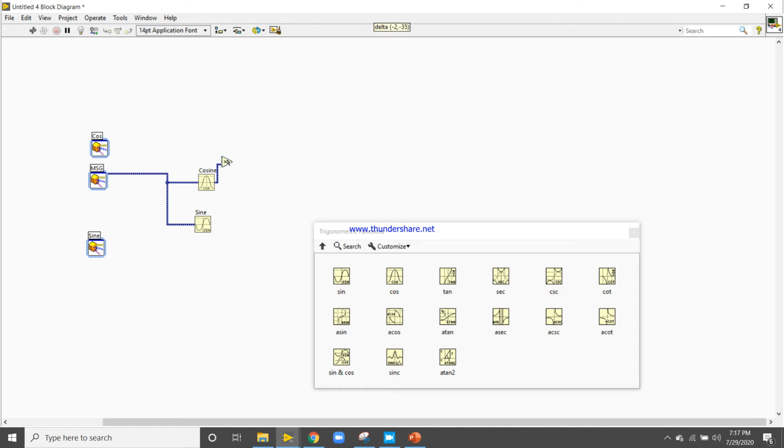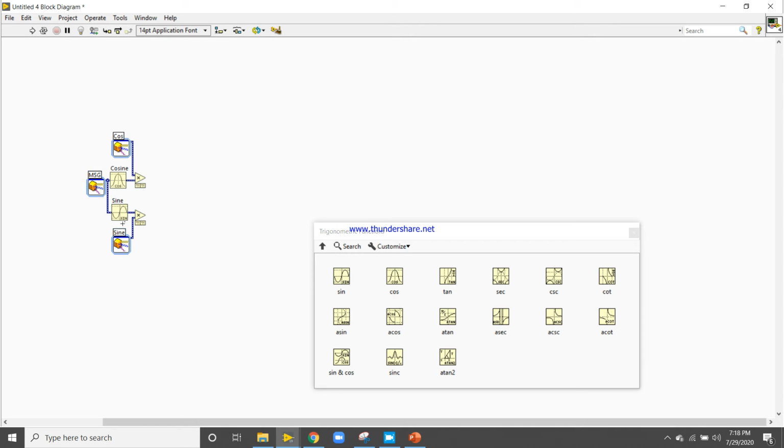So now multiply with this signal. Take one more multiplier and multiply with this signal. Because the samples are the same, there will be no problem if you multiply.